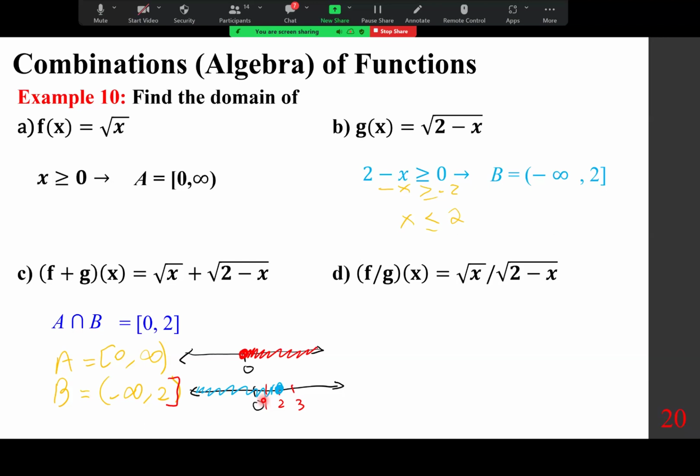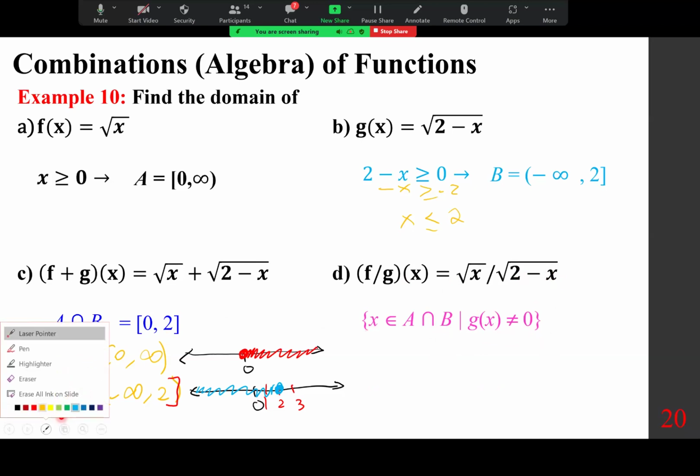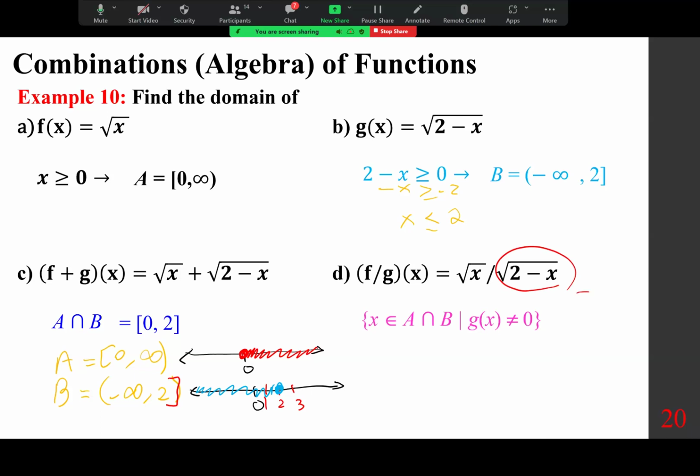What about F over G? Remember, for F over G of X, so square root of X over square root of 2 minus X. Basically the same thing, the intersection. The only thing is the denominator can't be 0, right? So it's the same as A intersection with G of X can't be 0. What makes the denominator 0? When X is 2. So let me write that. The denominator becomes 0 if X is 2, so 2 must be excluded. So we have the same thing, bracket 0 comma 2, but the bracket on the side of 2 changes to parentheses because 2 is not included.